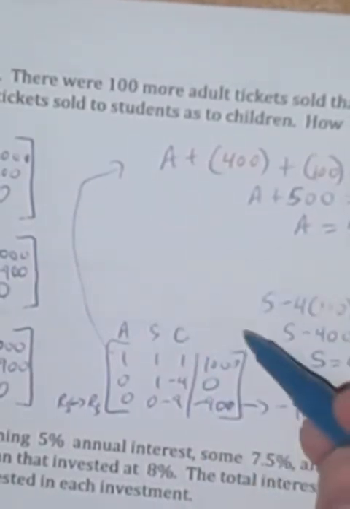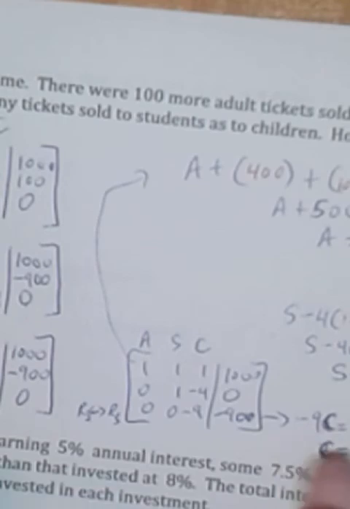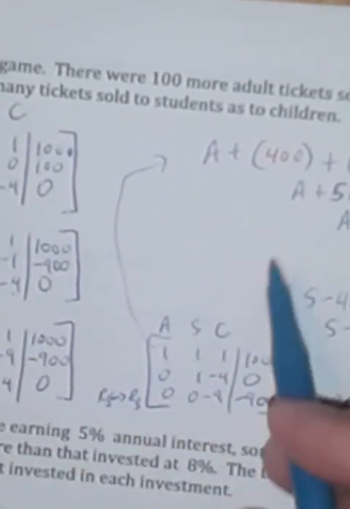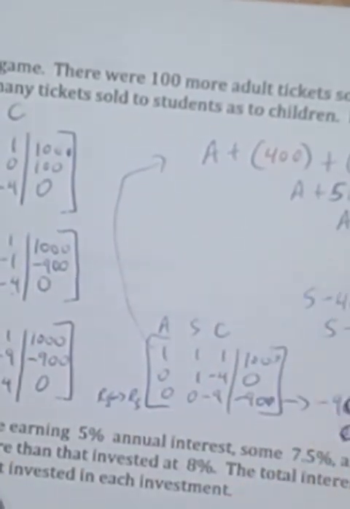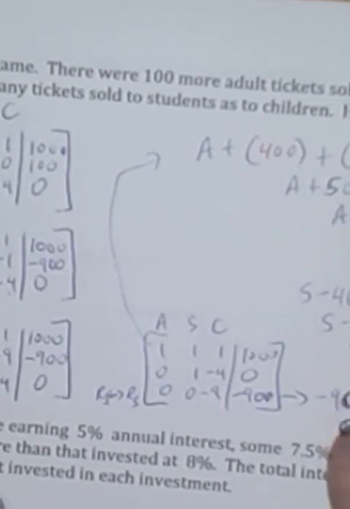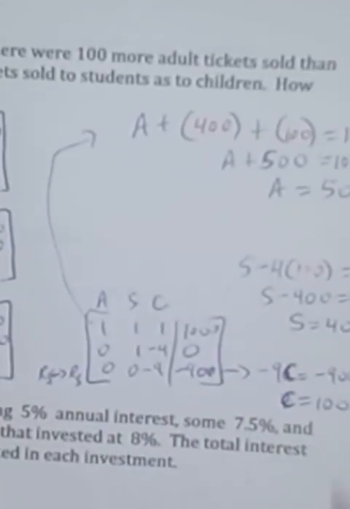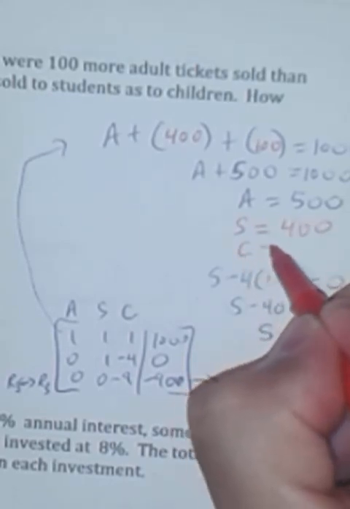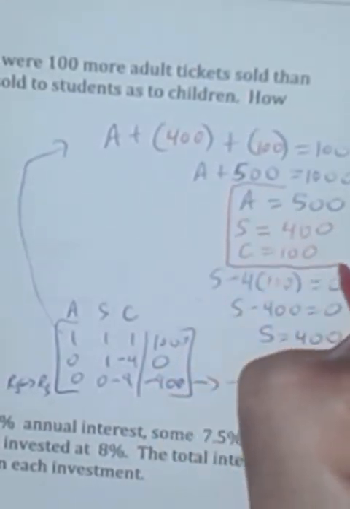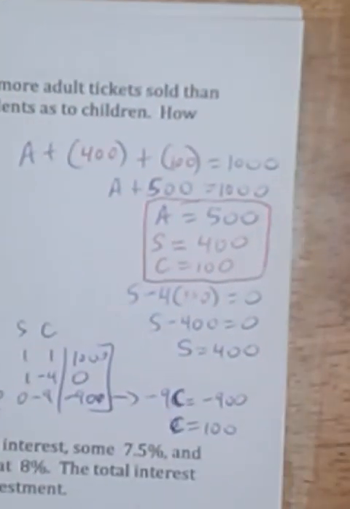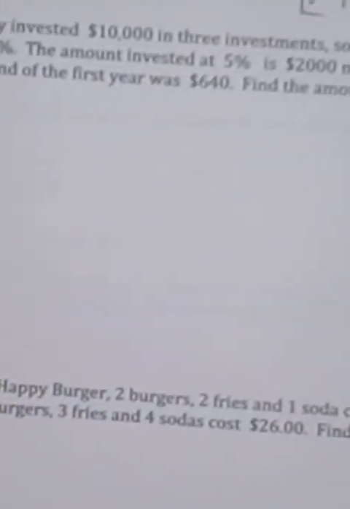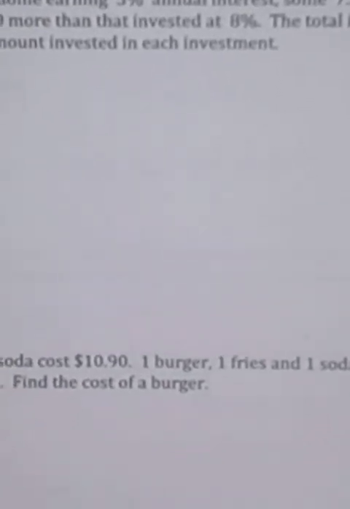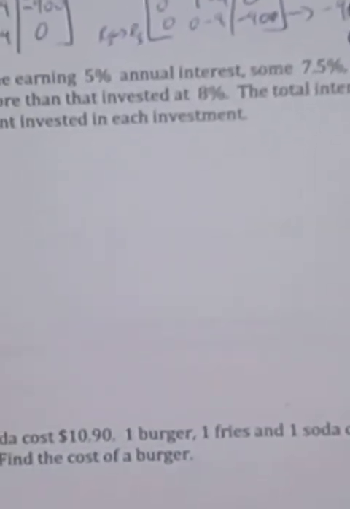Here's my answers. You do not write these as triples because there's no planes, right? These are not planes that we're looking at the intersection of. These are numbers of tickets, right? So A equals 500. I'm going to write it here. S equals 400 and C equals 100. Just to put them all together, and I put a little box on it. Okay? All right. And then you guys are going to do number 6 and number 7, and they might look familiar, right? Okay, I'm going to stop there. So that's the end of section 6.